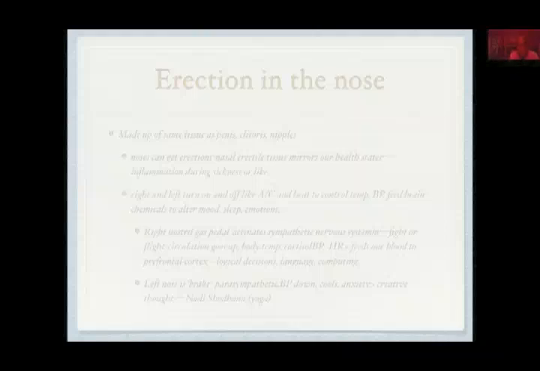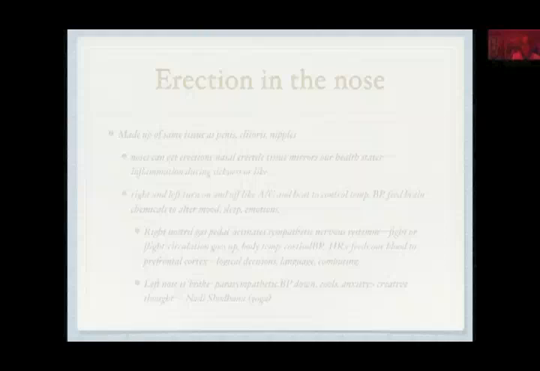Okay, so the right and left nostrils turn on and off like an air conditioning or heat system to control the temperature of your body, to control your blood pressure, to feed the brain certain chemicals, to alter your mood, neurotransmitters, dopamine, serotonin. Okay, they control your sleep and also control your emotions.